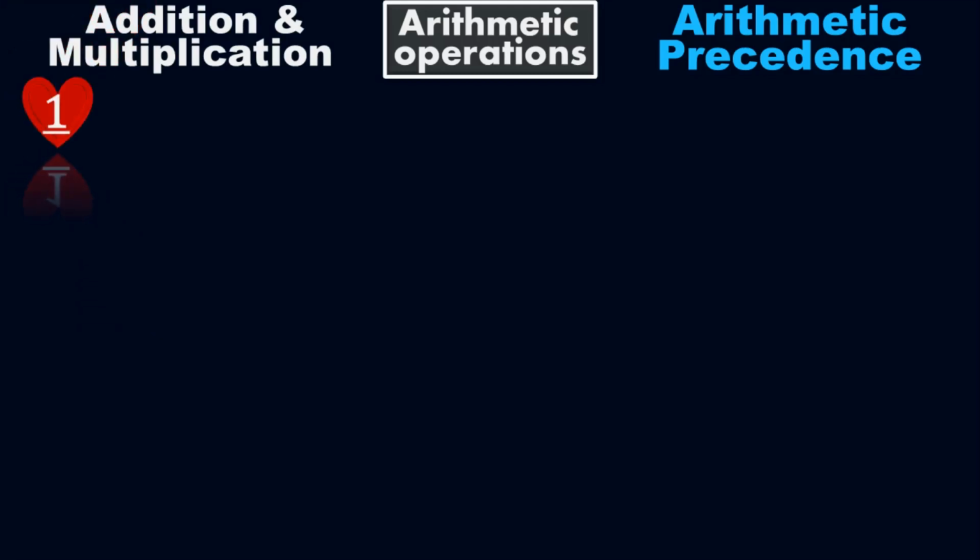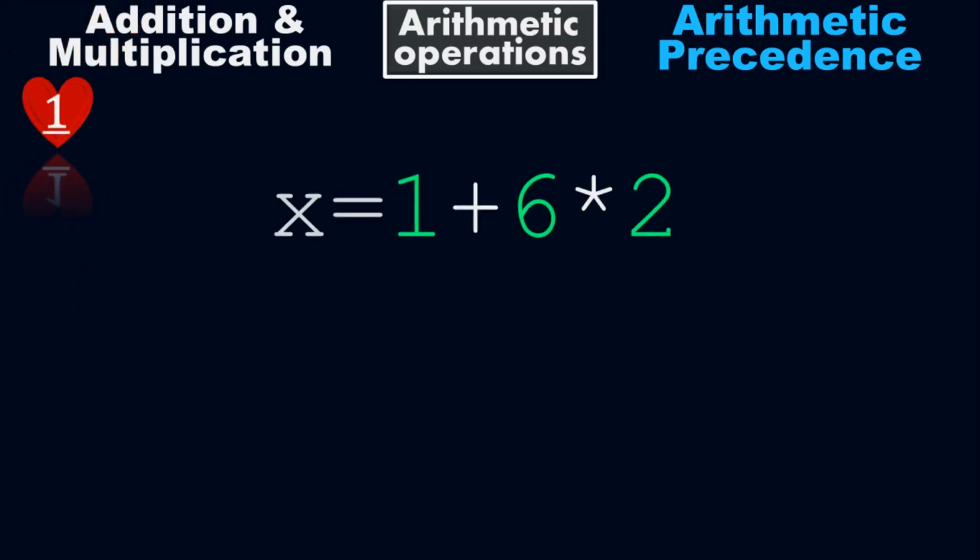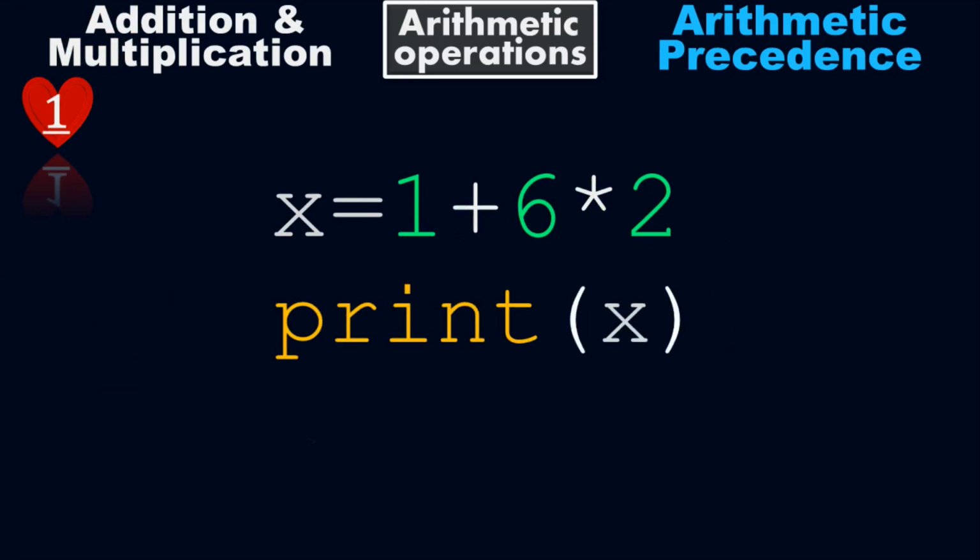Example number 1. If I have x equals 1 plus 6 times 2, when you take the print of x, you will get 13. How? Look, this expression has only two arithmetic operators, addition and multiplication.